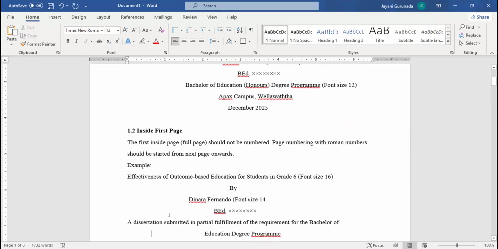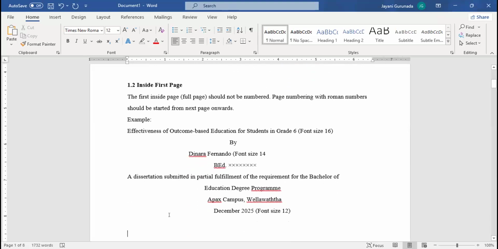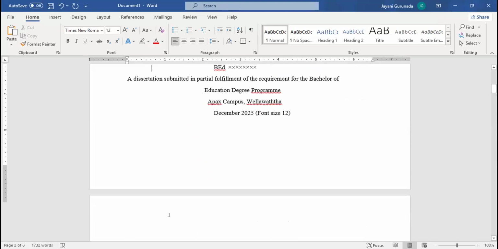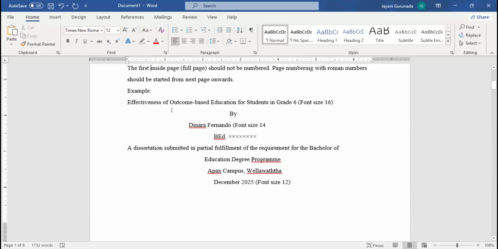The first inside page, the whole page, should not be numbered. It's blank. Page numbering with Roman numerals should start from the next page onwards. That means soon after the first inside page, which is not numbered, again you have to write the title, then by, your name.